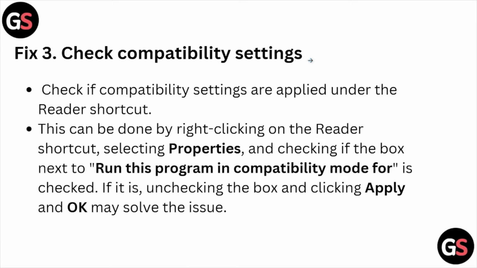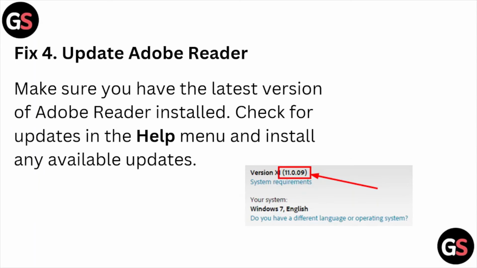Fix number three is check the compatibility settings. Check if the compatibility settings are applied under the Reader shortcut. This can be done by right-clicking on the Reader shortcut, selecting Properties, and checking if the box next to "Run this program in compatibility mode for" is checked. If it is, unchecking the box and clicking Apply and then OK may resolve the issue.